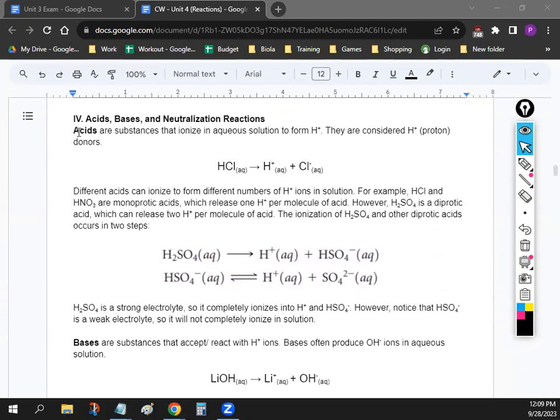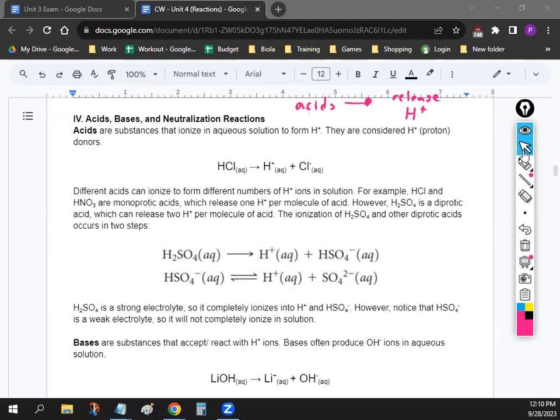So I do need you guys to write these definitions down. I'm gonna paraphrase them up here for you if that's helpful. The easiest way to think about acids, there's a lot of different definitions, but acids are substances that release H plus. Acids are chemicals that release H plus. We're going to talk about different definitions for acids later, but in terms of the AP test, just knowing acids are the ones that release H plus is the easiest way to understand acids.